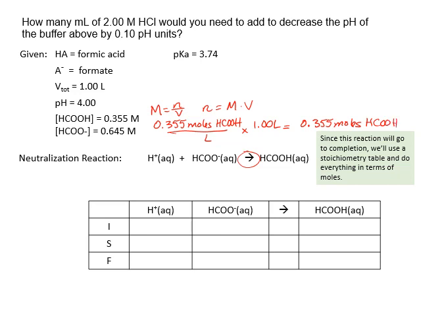This is the amount we're starting with, so we're going to go ahead and put that in our initial row for formic acid. Similarly, we would calculate that we're starting with 0.645 moles of the formate ion. We don't know how much of the acid we want to add, that's the question, so I'm going to give that a variable and I'm just going to call it y.